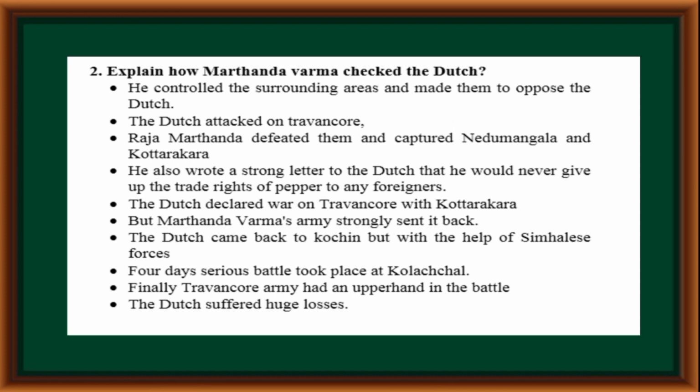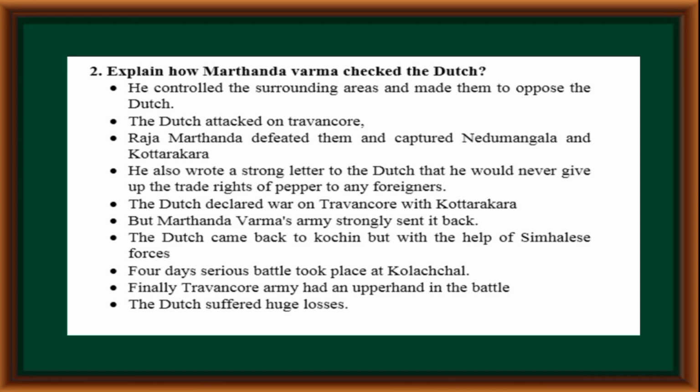Explain how Martanda Varma checked the Dutch. He controlled the surrounding areas and made them oppose the Dutch. The Dutch attacked Travancore. Raja Martanda defeated them and captured Nedumangala and Kottarakara. He also wrote a strong letter to the Dutch that he would never give up the trade rights of pepper to any foreigners. The Dutch declared war on Travancore with Kottarakara, but Martanda Varma's army strongly sent it back.